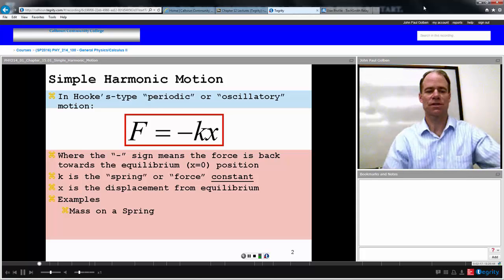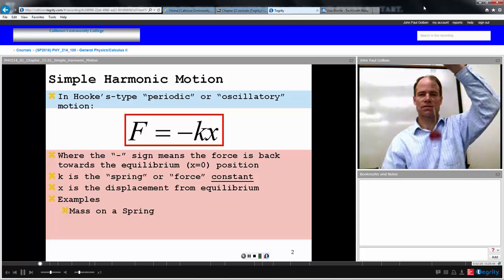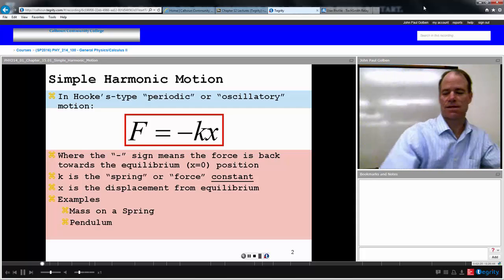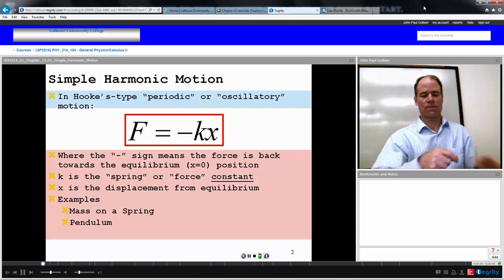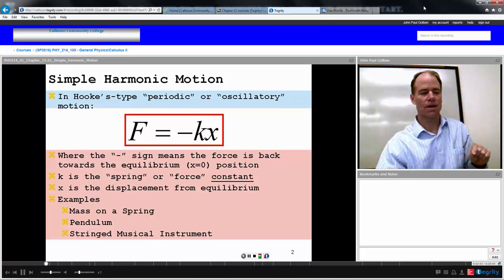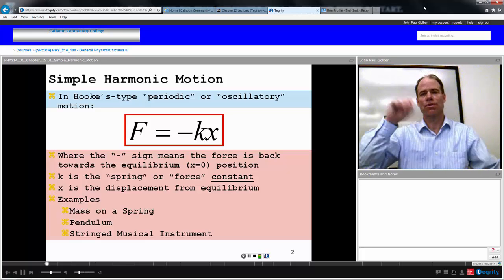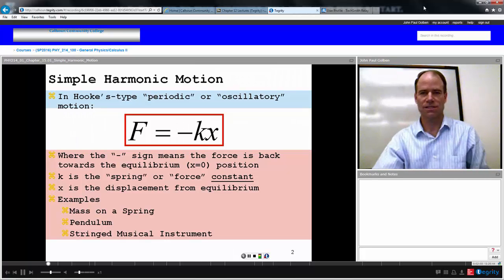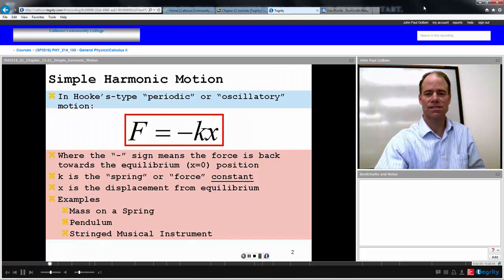Examples, as we just showed, is a mass on a spring. So this type of motion here is simple harmonic motion as it oscillates about some equilibrium position. Or a pendulum. This kind of motion, going back and forth about some equilibrium position, is simple harmonic motion. A string musical instrument, if I were to pluck a string on a musical instrument, that motion of the oscillation is simple harmonic as well. There are many systems that can be characterized as being simple harmonic motion.